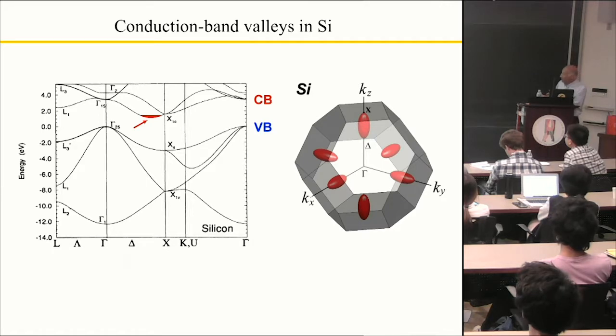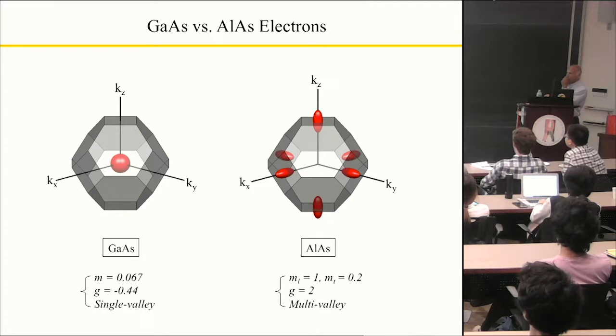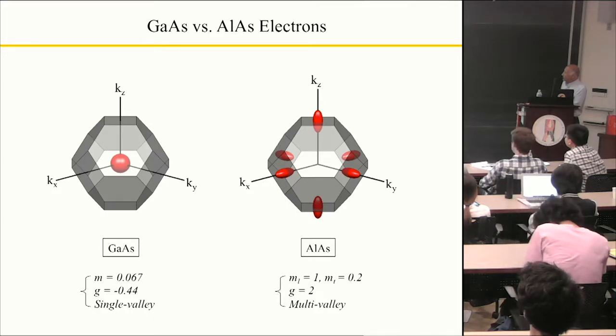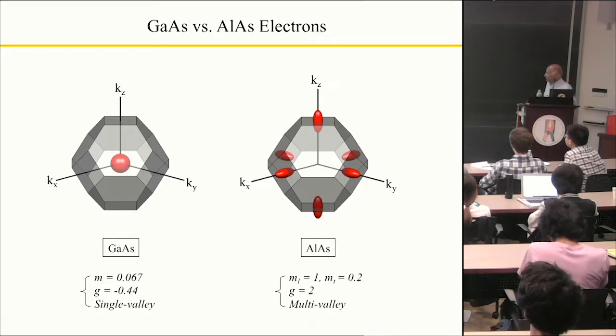Aluminum arsenide band structure is very similar to this, except that the minimum is right at the X point. So these ellipsoids are shifted out, and half of each ellipsoid hangs over to the second Brillouin zone. In the bulk you have a system like this. Otherwise, it's very similar to silicon. In contrast to gallium arsenide, which has a very small mass, a negative, reasonably small g-factor, and a single valley at the gamma point, the center of the zone, aluminum arsenide has 6 half valleys or 3 full valleys, and they are anisotropic. The longitudinal mass is 1, the transverse is 0.2, a 5 times anisotropy. The g-factor is 2, and of course it is multi-valley.